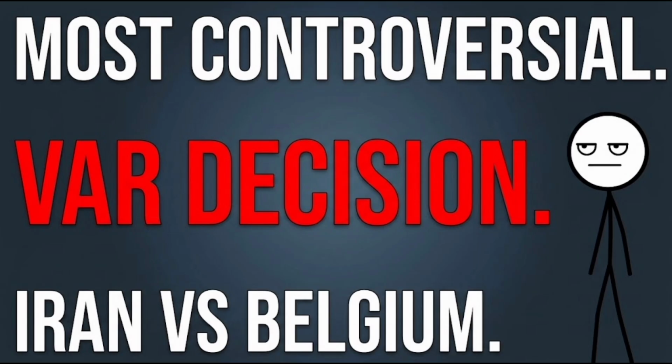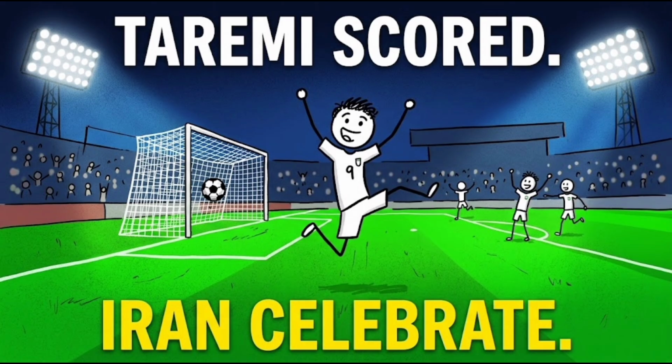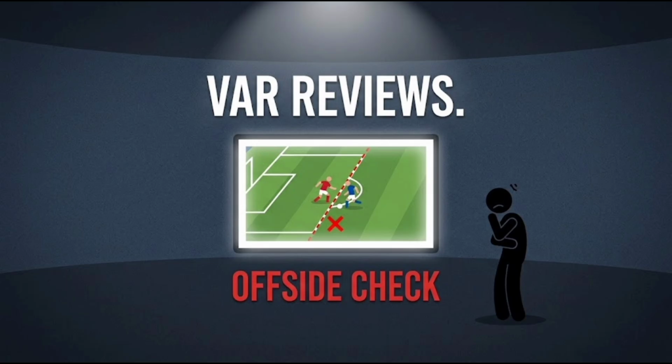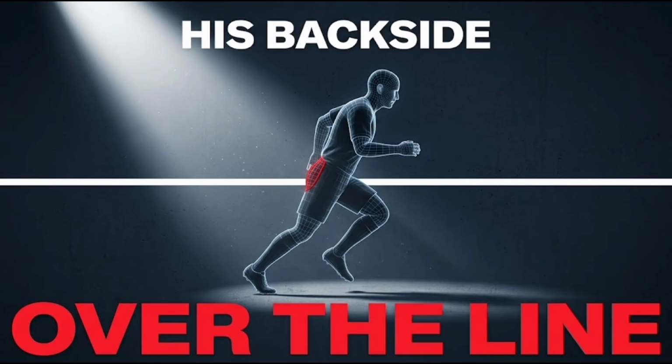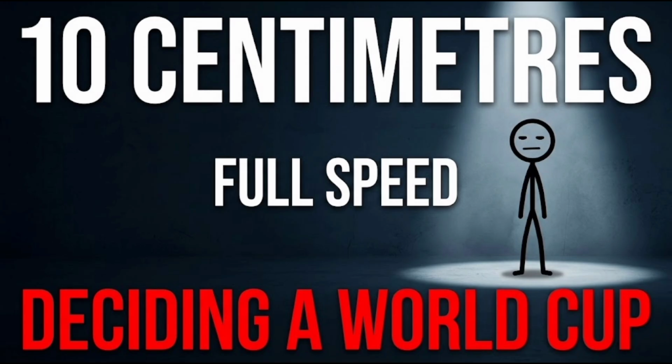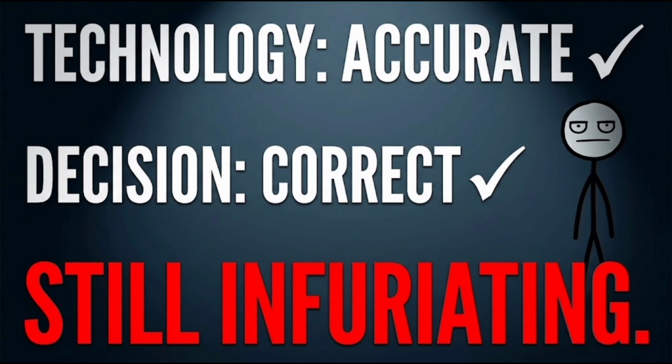One final thing. The most controversial VAR decision at this World Cup so far came in Iran versus Belgium. Mehdi Taremi scored. VAR reviewed it for offside. The goal was cancelled. It was his backside that was over the line by centimeters. His backside. That is 10 centimeters of human body at full speed deciding a World Cup match. The technology was accurate. The decision was correct. And it was still infuriating to watch.